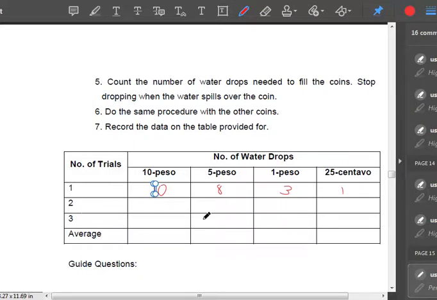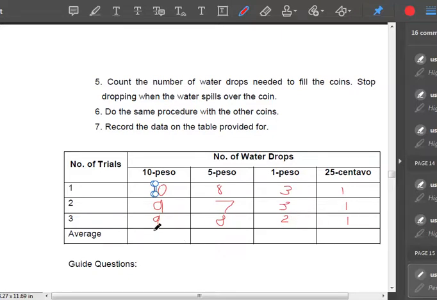Again, do it again the second time. Utang na sad nimo, 9 lang ka drops of water. Kani dayon kay 7. And kani lang lugar ni kay 3 gihapon. And diri dayon kay 1 gihapon. And in the third time, here, nabuhat nimo, nakita nimo 9 gihapon siya. Then diri lugar kay 8 balik. Then diri kay 2. And diri kay 1.